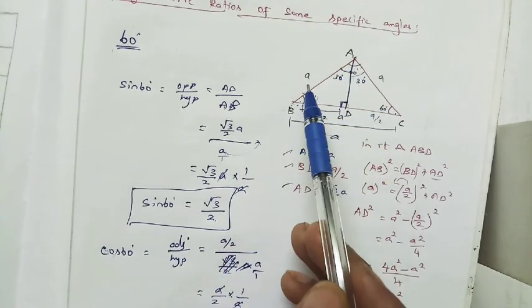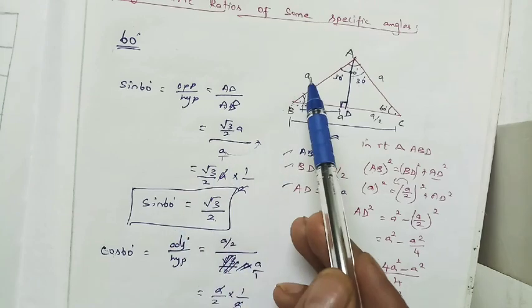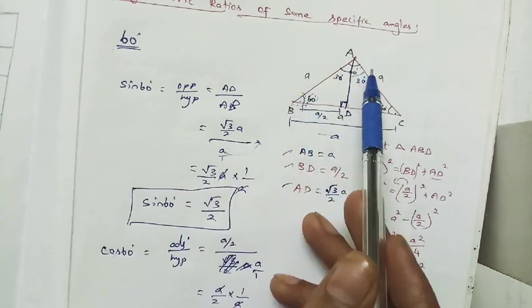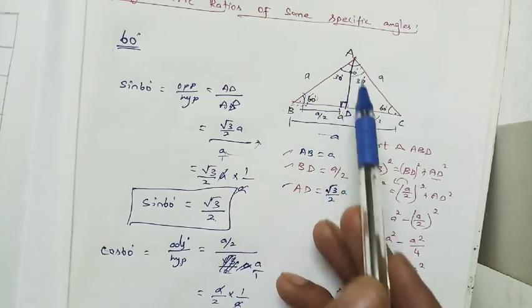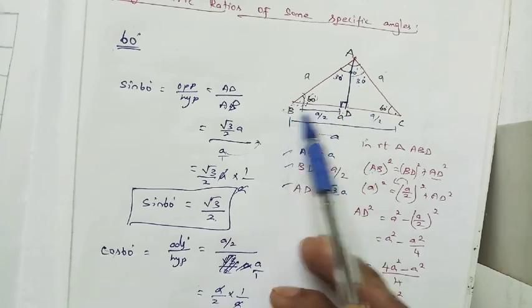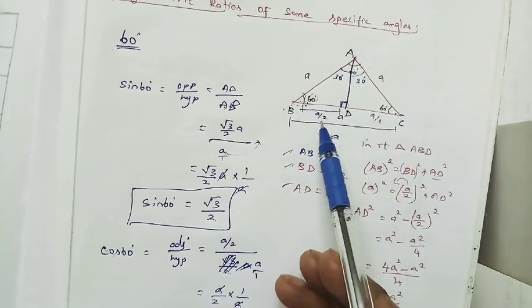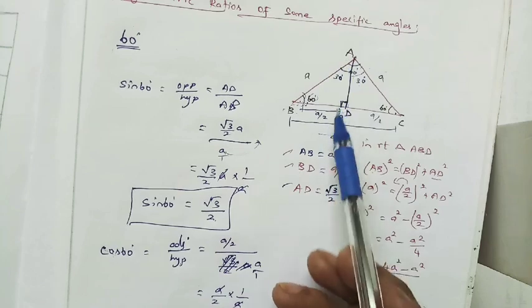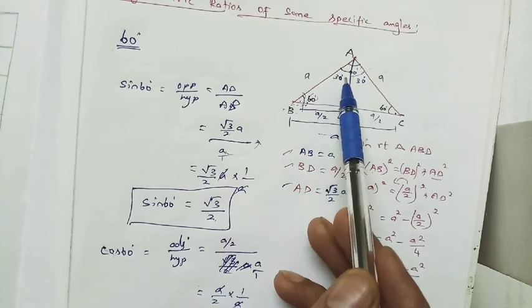And what do we need? We need the sides, right? I'm just taking that all three sides are A. When I draw a perpendicular line, it will act as a median, so the side A will be divided into A by 2, because it is bisecting. A by 2, and the angle is also 30 degree, right?